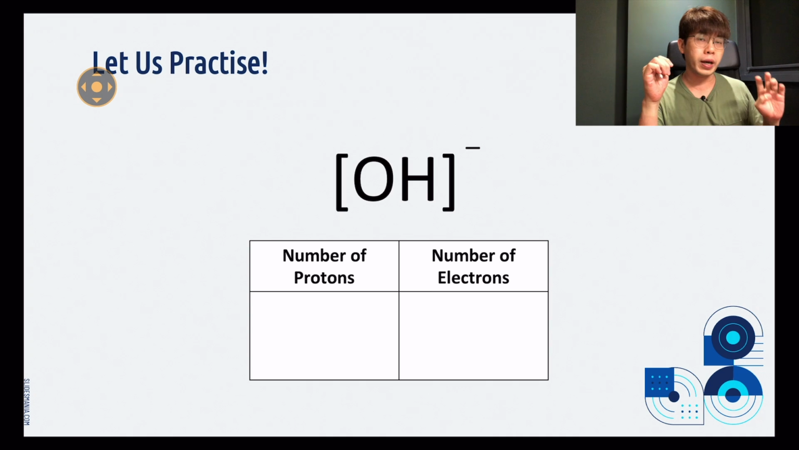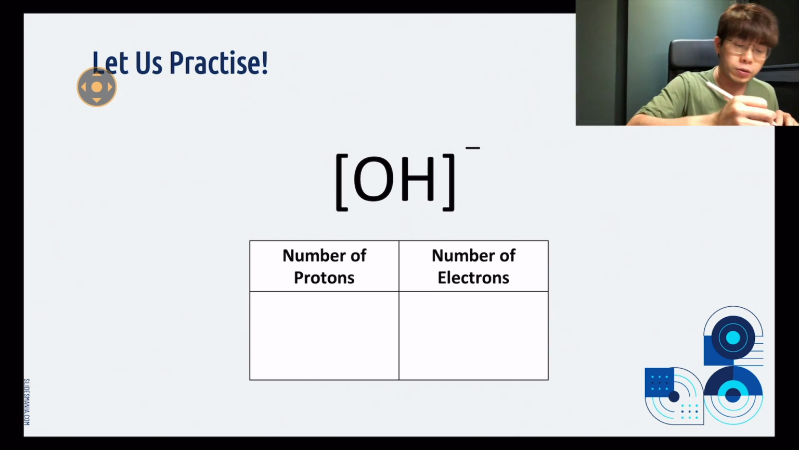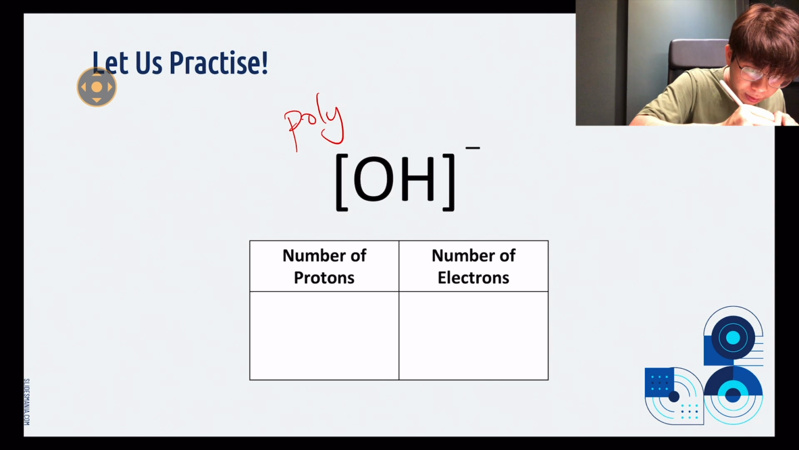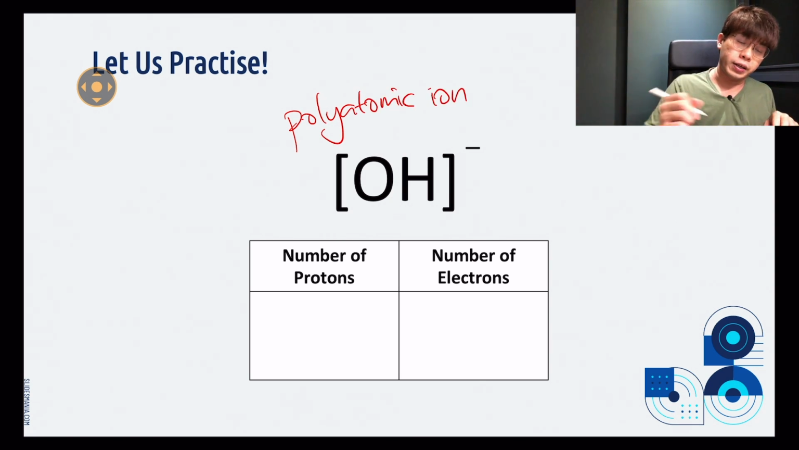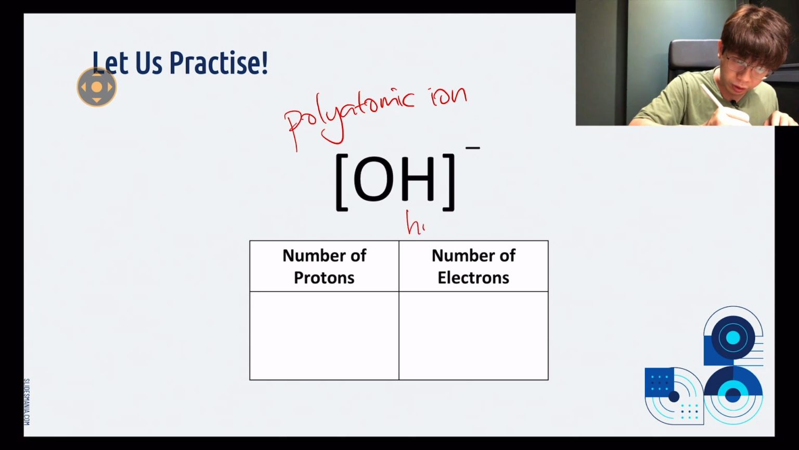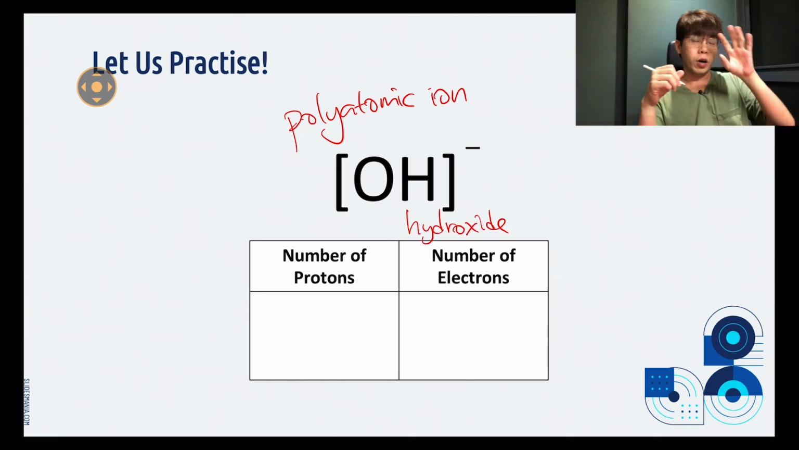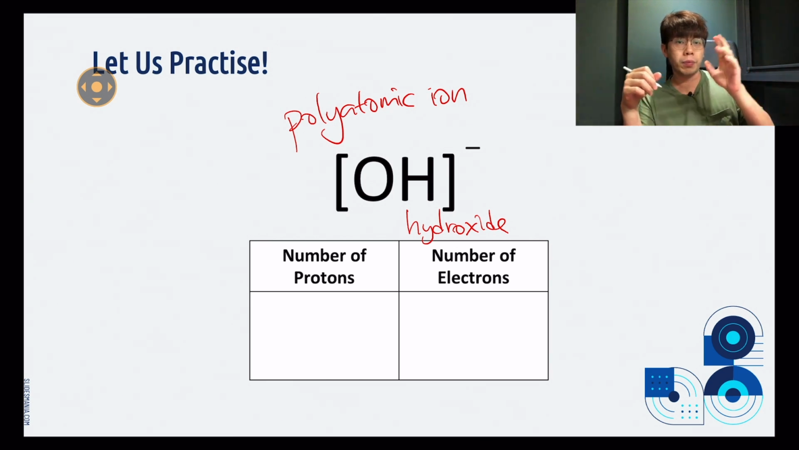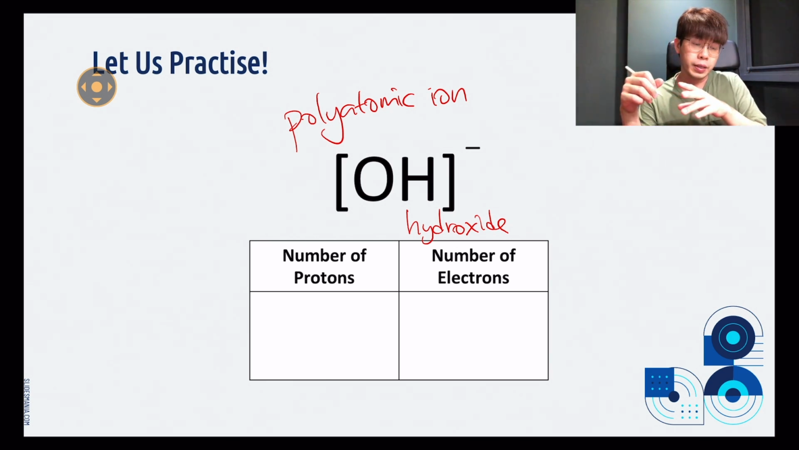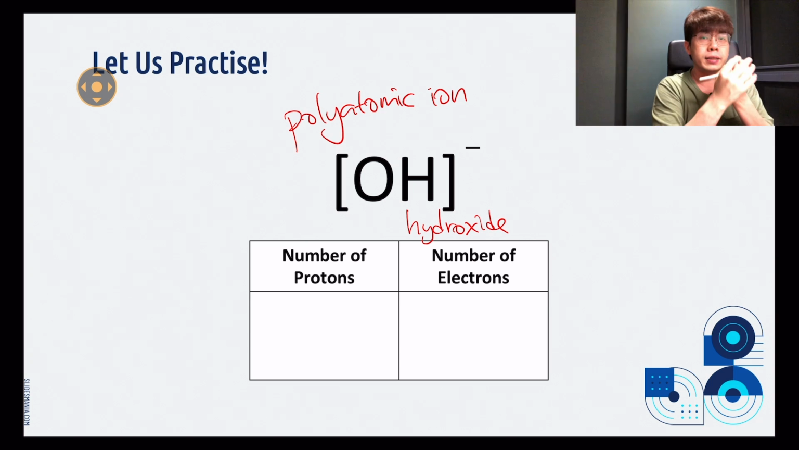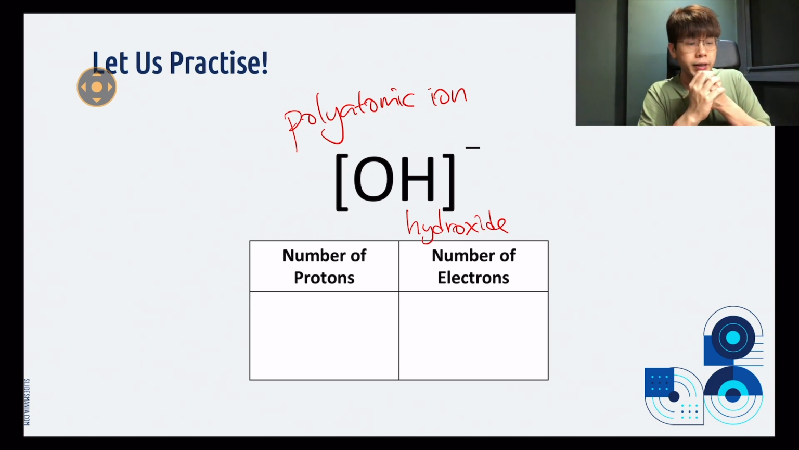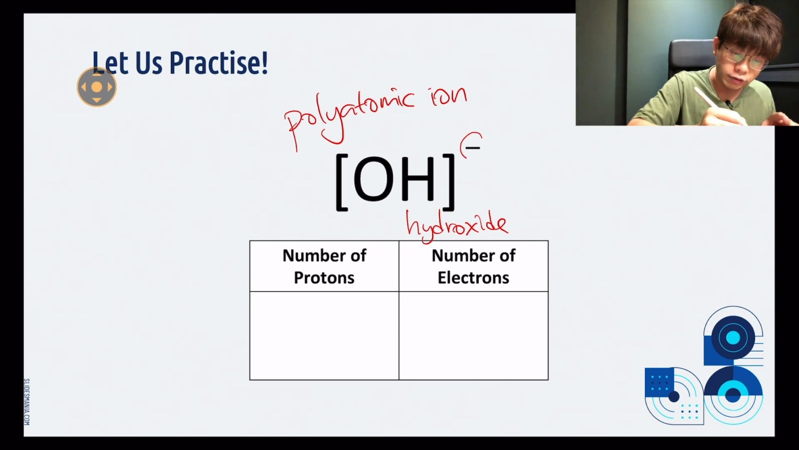Okay, now let's end this session with something a bit more difficult. So this is what we call a polyatomic ion. And this ion has a special name. It's called a hydroxide ion. And the hydroxide ion consists of an oxygen atom chemically bonded to a hydrogen atom, and this whole cluster of atoms has a negative charge.